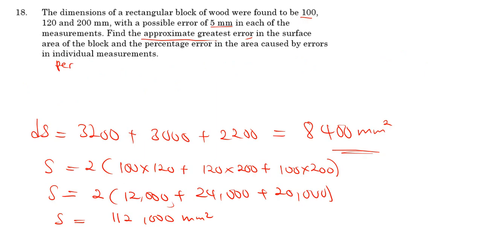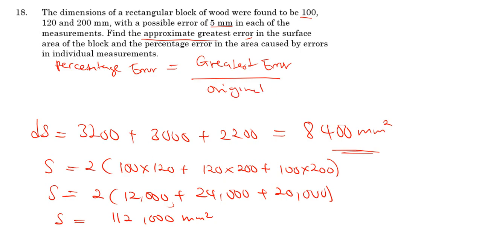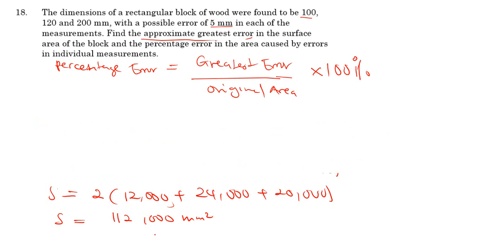So the percentage error is going to be, this here is the greatest error. So greatest error divided by the initial area. The greatest error divided by the original area, then of course this multiplied by the 100%. So I have everything. I just found the initial area, then I have the greatest error there. So just replace in there.